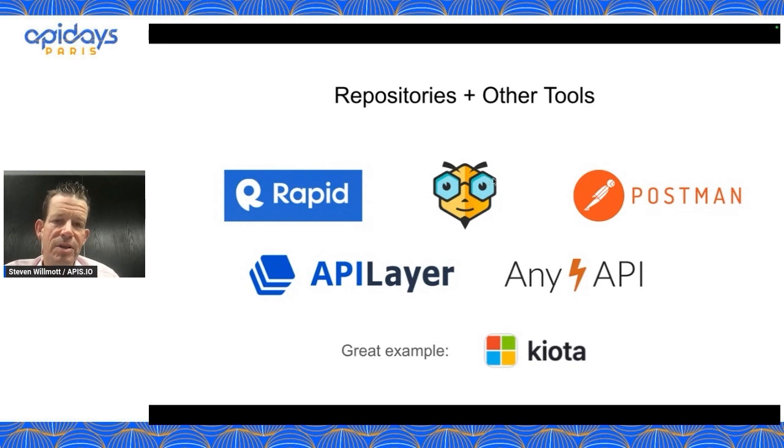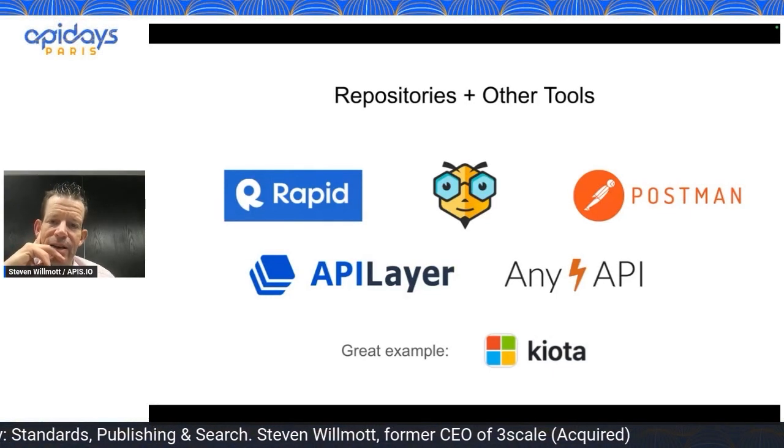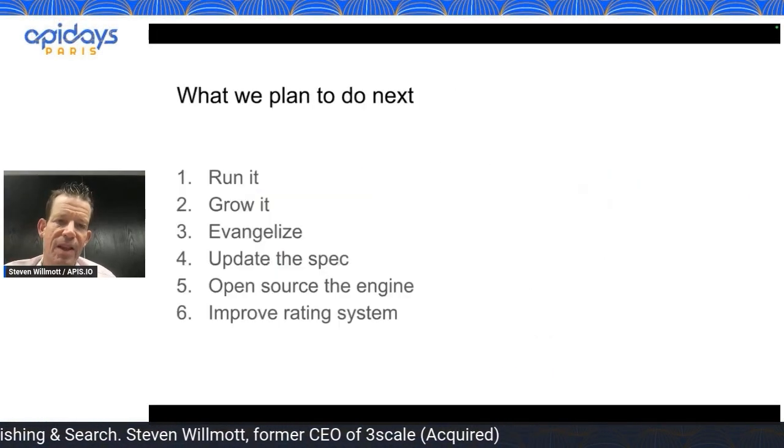There are also some examples of tools that already use open APIs.json. So big shout out, just as one great example, to Kyoto. Daryl from Microsoft pointed this out to me. If you tag a public GitHub repository with Kyoto, then it will actually also get indexed in their collection of APIs. So that's really cool. That's a great use of this kind of tech. The more of that we see, the better.